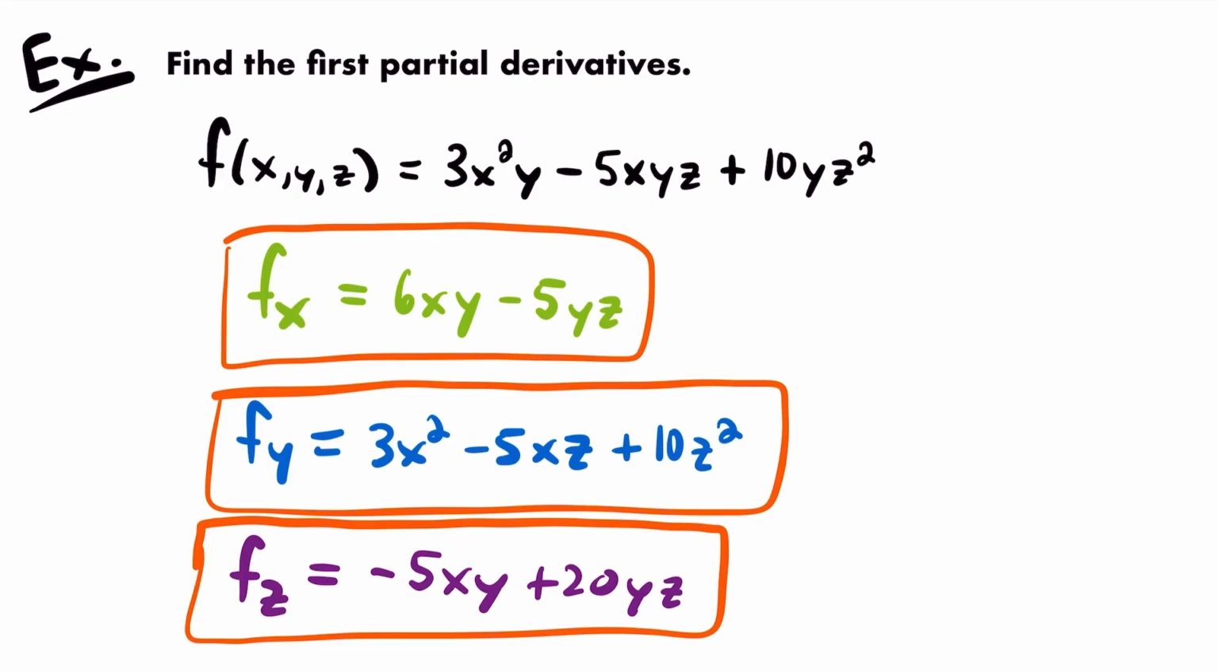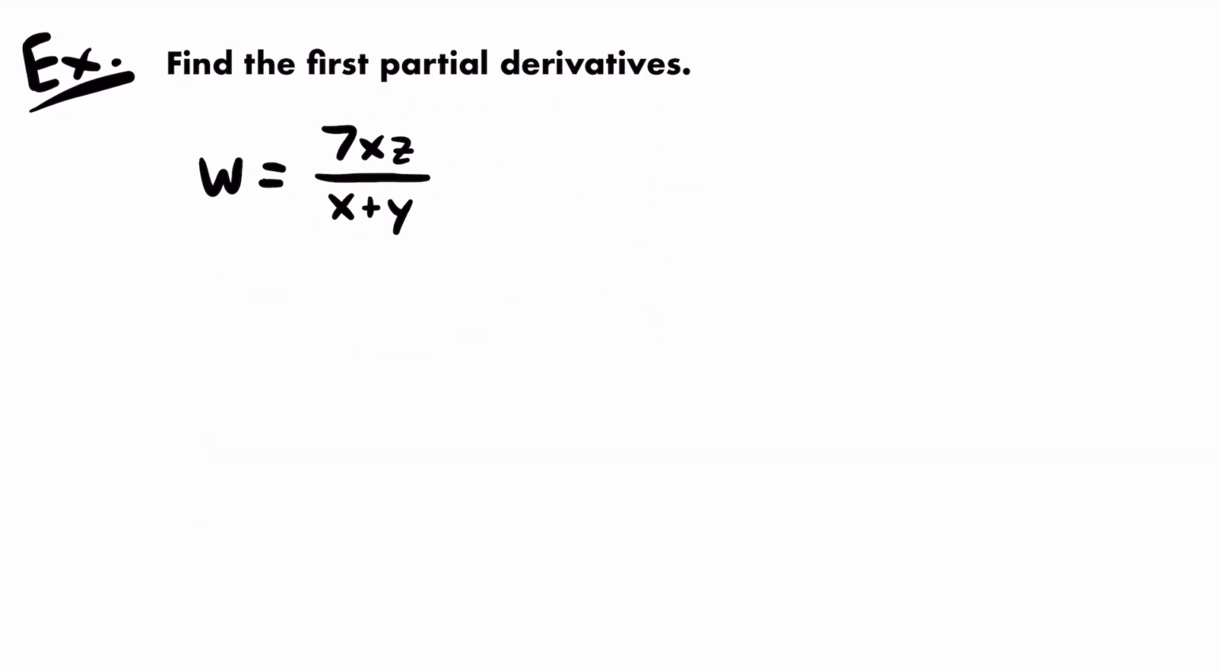Let's take a look at one more example for this video. For our last example, we want to find the first partial derivatives of this multivariable function. We have w is equal to 7xz divided by x plus y. All right, now typically when you see w as the dependent variable, that means you're working with a multivariable function with 3 independent variables, and that is the case here. We have x, y, and z within this function. So to find the first partial derivatives, we have to find 3 different partial derivatives. The partial derivatives with respect to x, y, and z.